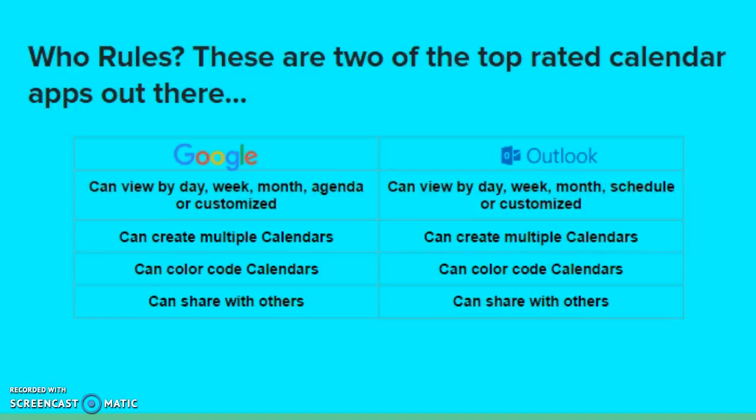Both calendars allow you to view your calendar by the day, the week, the month, the agenda, or you can customize it. And they both allow you to create multiple calendars. They both allow you to color code your calendars, and both allow you to share your calendar with others.